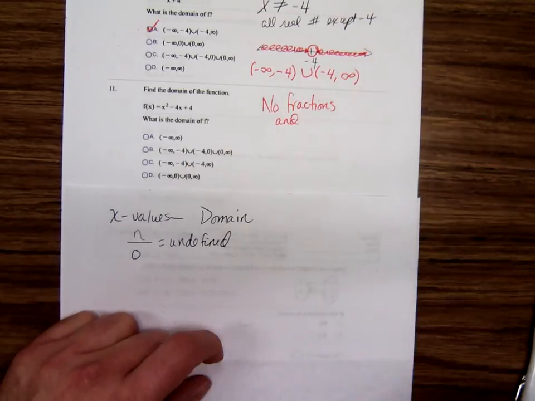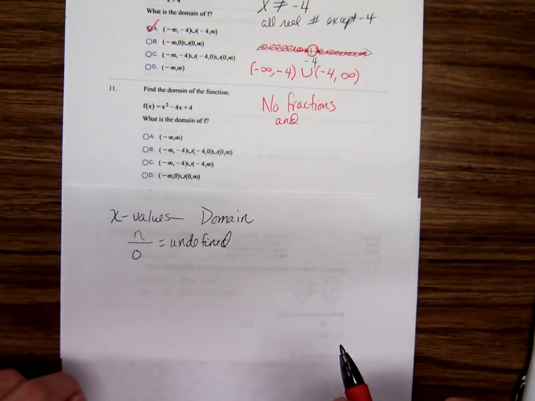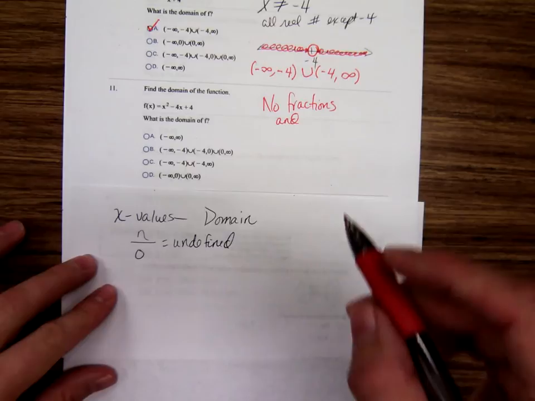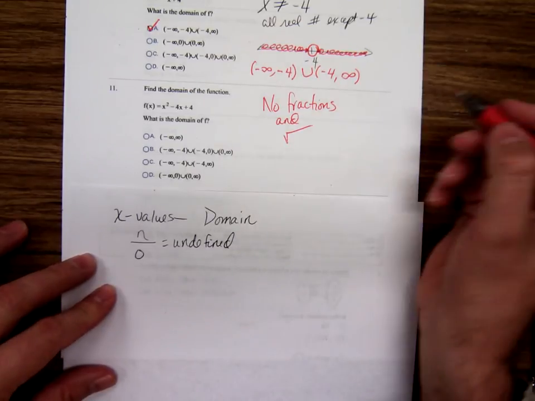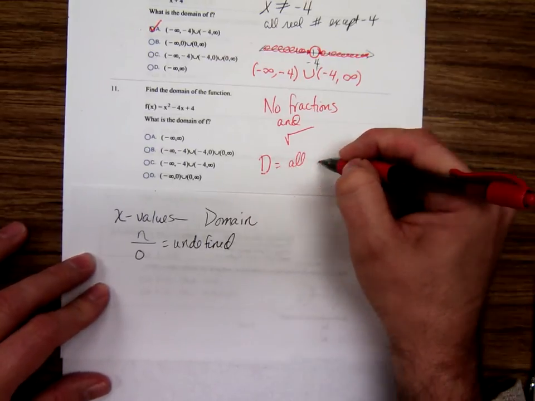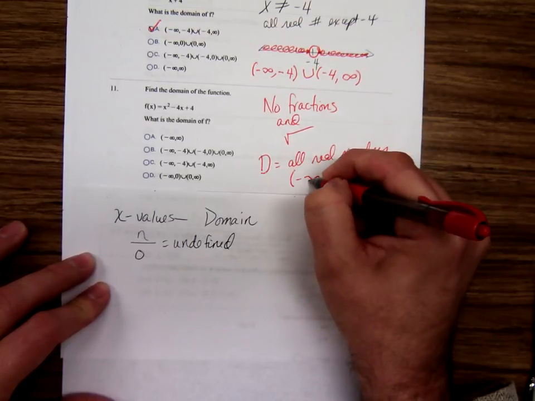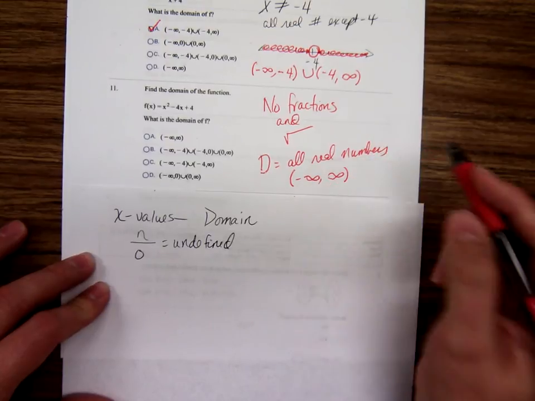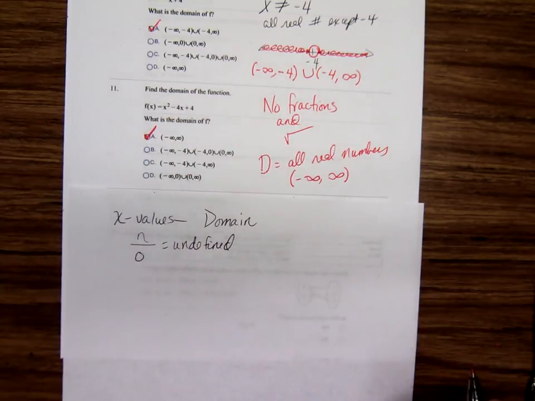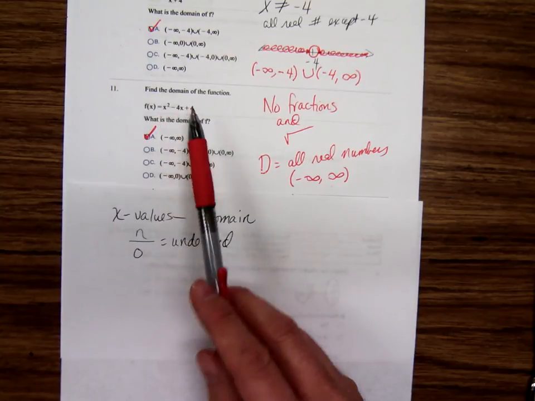and so when do we encounter errors on our calculator? If you punch in a number over 0, you get an error, and there's another time. If we take a square root of what? A negative. But if there are no fractions and no square root, the domain is just going to be all real numbers. And the way we write all real numbers is with interval notation, negative infinity to infinity. That would be A. So finding the domain of a polynomial function, or in this case, you could even call it a quadratic function, that's pretty easy.